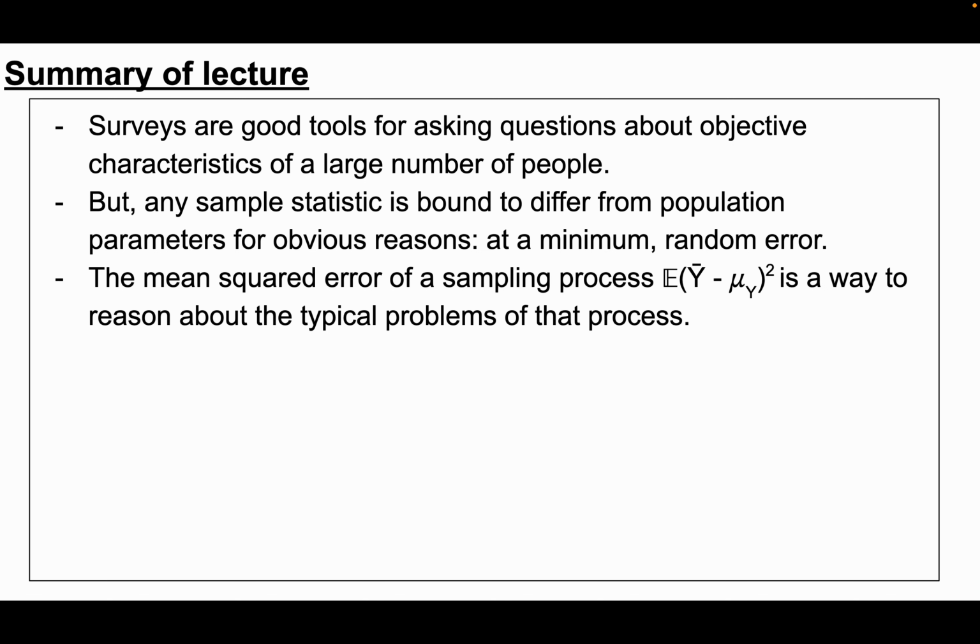A way to think about errors in any sampling process, and this incorporates more than just random error here, is the notion of the mean squared error. That's what this notation here means. We read this as the expectation of the sample mean minus the true population mean, squared. And an expectation, which I'll explain more in the lecture, just means an average, effectively.